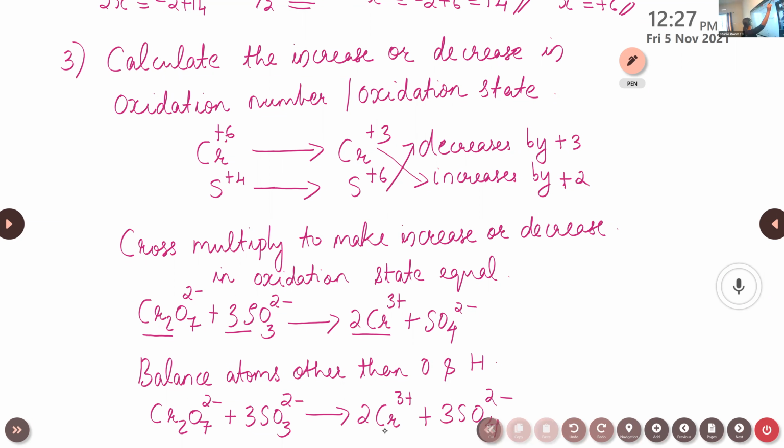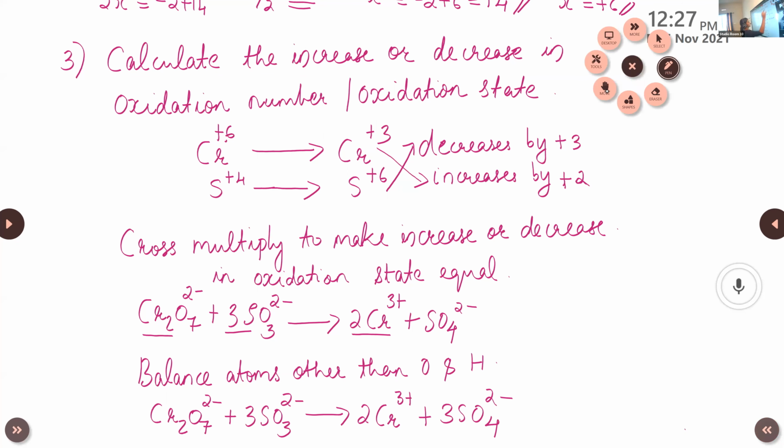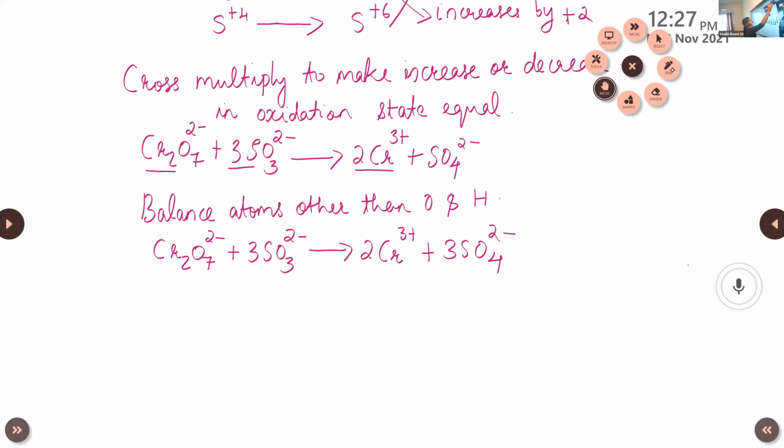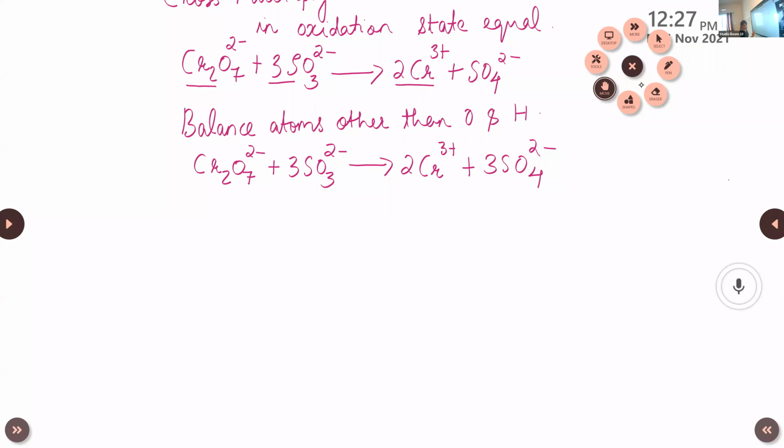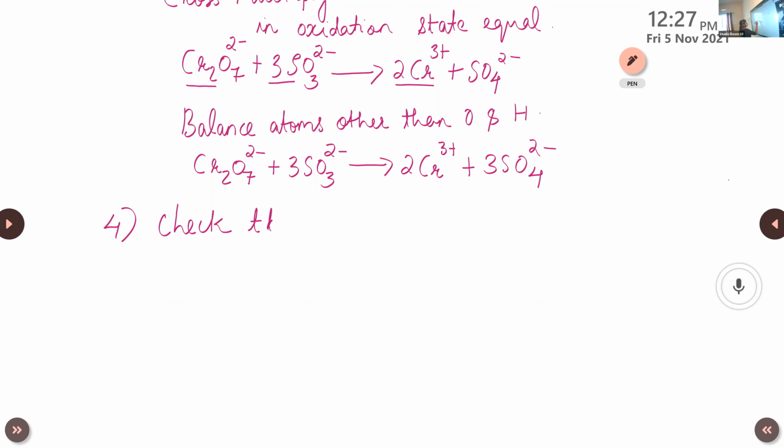Then the fourth step. Just wait. Write down the fourth step: check the total ionic charge on the reactant side and product side.